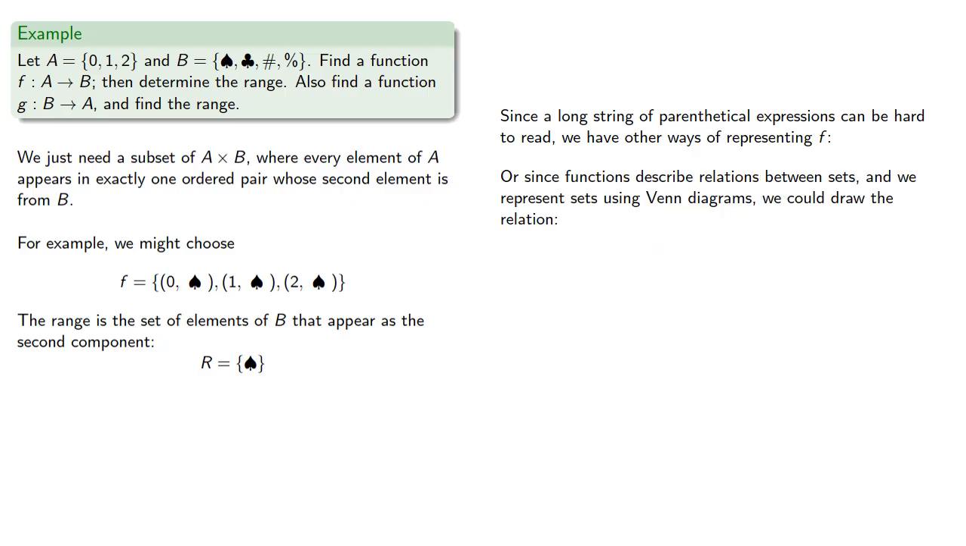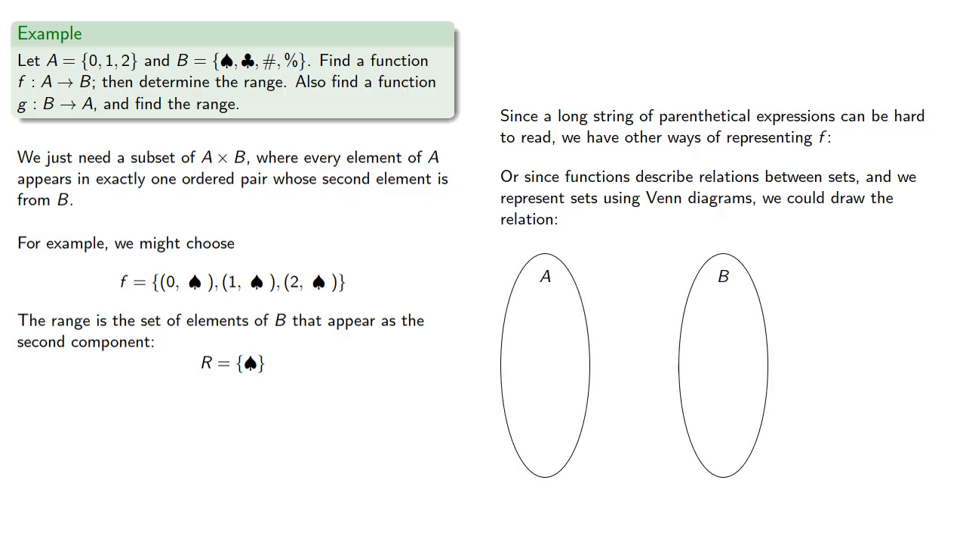Or since functions describe relations between sets, and we represent sets using Venn diagrams, we could draw the relation with our sets A and B. We'll populate those sets with the elements in them. And here we'll draw a line from the preimage to the image. So 0 gets mapped to this symbol, as does 1 and 2.